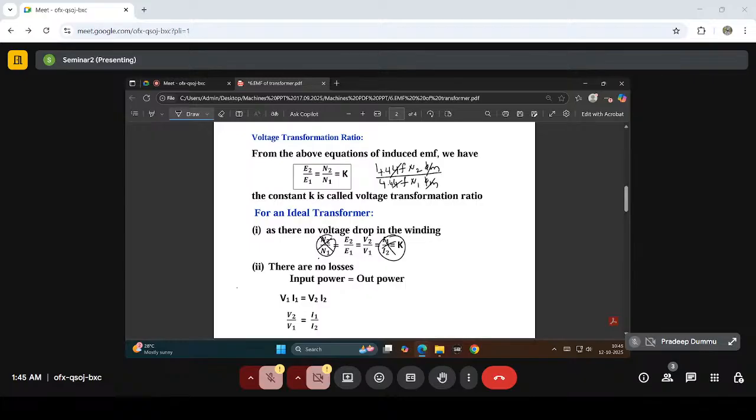You have to remember that. Next, second assumption, no power losses. Input power is equal to output power. What is input power? V into I. V1 into I1. What is output power? V2 into I2. If we do this calculation, we get a new formula. What is the new formula? V2 by V1 is equal to I1 by I2. Put all these 4 in one place. This is the standard formula. Then tell me the answer.